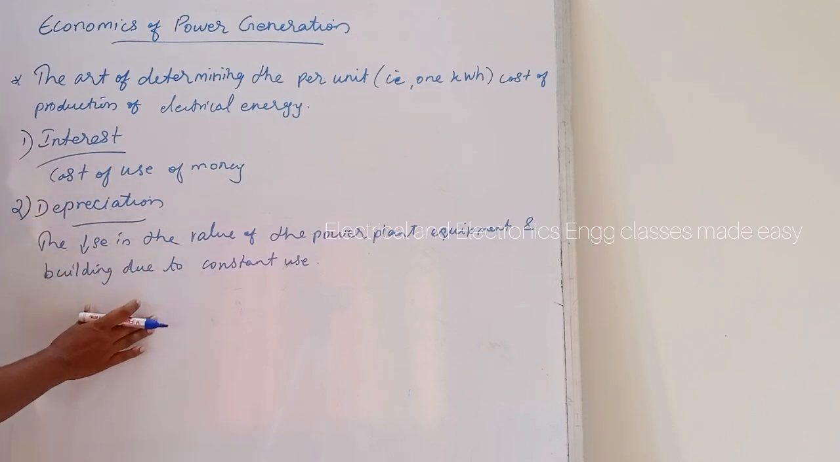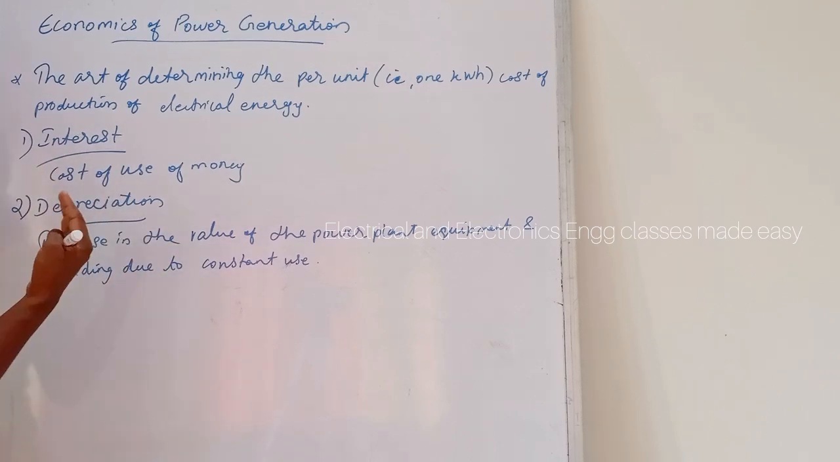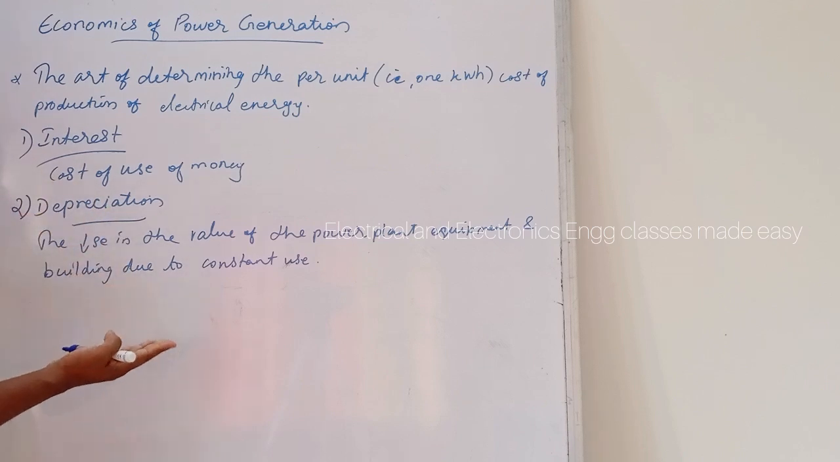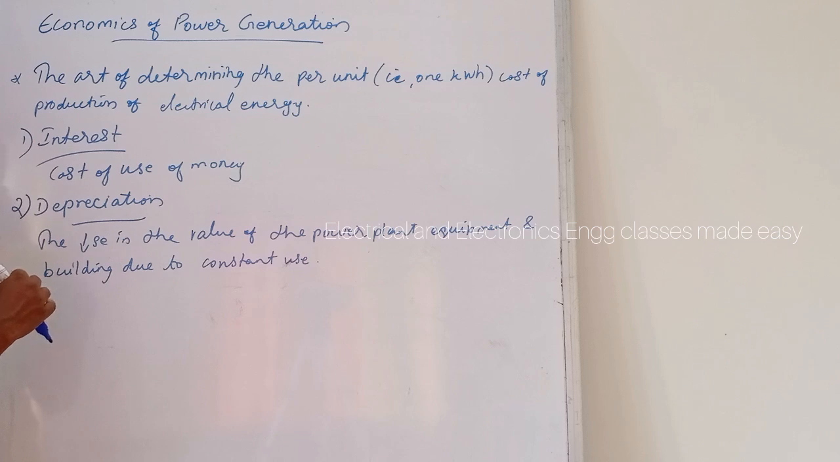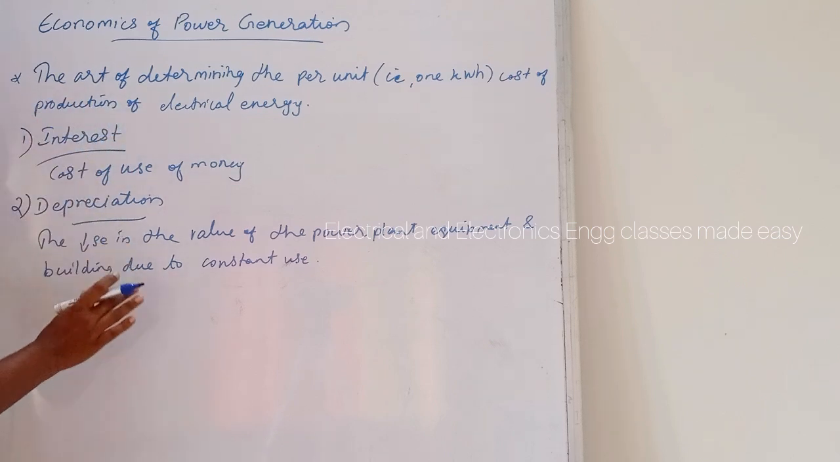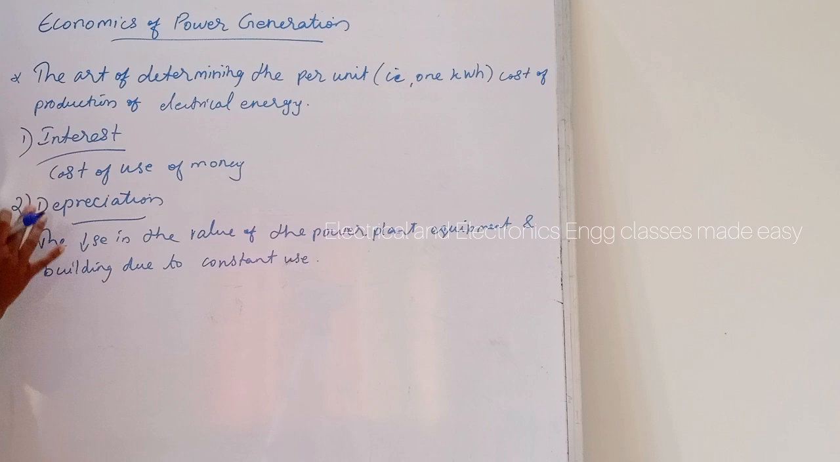And due to the depreciation, the plant has to be replaced by the new one after its useful life. Therefore, a suitable amount must be set aside every year, so that by the time the plant retires, the collected amount by way of depreciation equals the cost of replacement. So, while determining the cost of production, the annual depreciation charges must be included. So, these are the two terms that we have to consider while determining the cost of electrical energy.